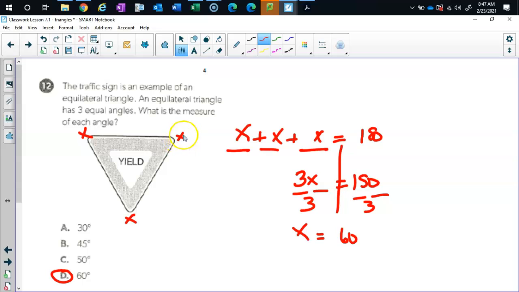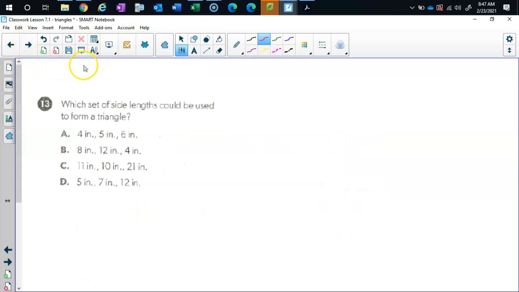Now, you could have also said, okay, well, I know that all 3 angles in a triangle are 180 degrees total. And if I have 3 congruent sides, we also have 3 equal angles. So you know that that's just going to be 180 divided by 3. Either way works.